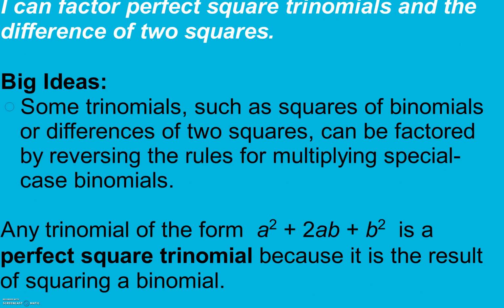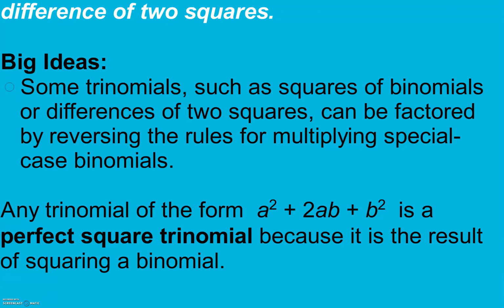So in section 8.4, I believe it was, we multiplied a binomial squared or the product of a sum and a difference. Here, we're going to start off with special trinomials or special polynomials in standard form and break them back into their factors, doing the opposite of what we did in that section. So, any trinomial of the form a squared plus 2ab plus b squared is called a perfect square trinomial because it's the result of squaring a binomial.